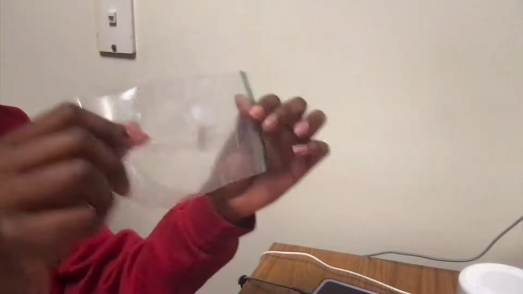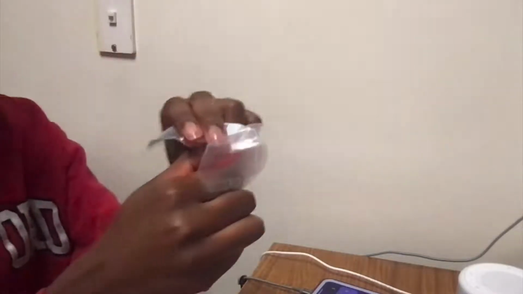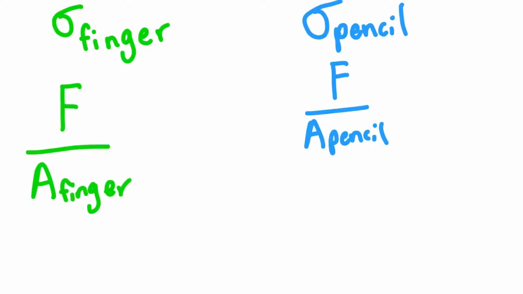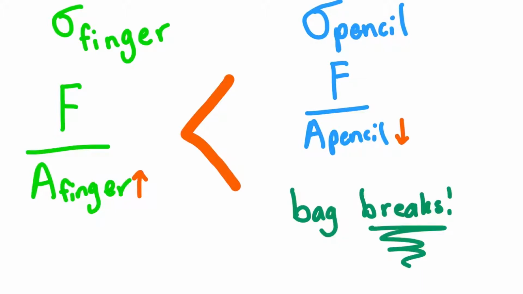For example, imagine pushing your finger into a plastic bag with a certain amount of force. The bag might stretch around your finger, but it probably won't break unless you're pushing very, very hard. If you use the same amount of force but push the tip of a pencil into the plastic, you'll probably get a hole. This is because the area of the tip of the pencil is smaller than the area of your fingertip, so the stress is higher.